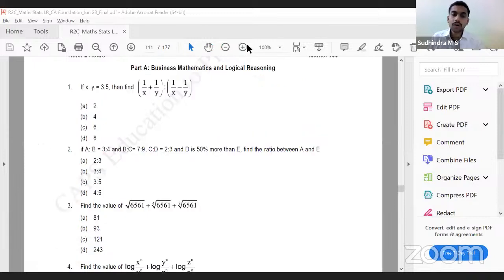Easy. What is square root of 6561? 81. Correct. Fourth root of 6561? 9. Again, you have to click square root once more. Eighth root, again click square root once more. 3. So 93.